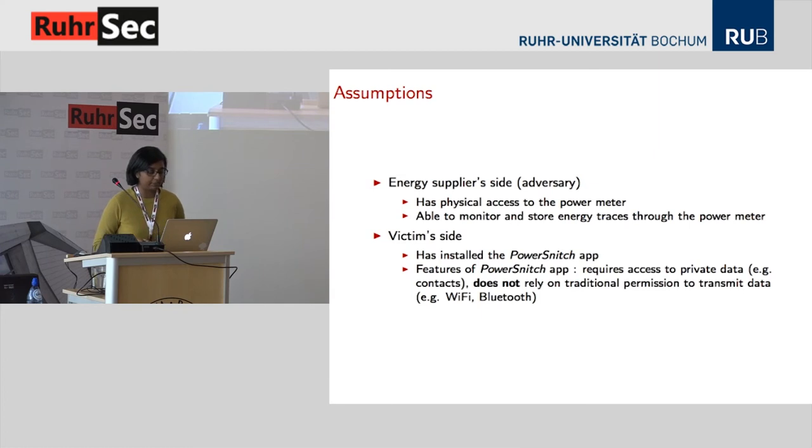As for the features of PowerSnitch, it will require access to private data, and it does not rely on any traditional permission to transmit data. Once again, we're not transmitting data through Wi-Fi or Bluetooth, which means we don't even need internet permission or any form of special permission for the attack to take place. And note that having access to private data is not considered a malicious information flow, because it's legitimate to ask for permission to access the contacts. So again, all in the clear here.